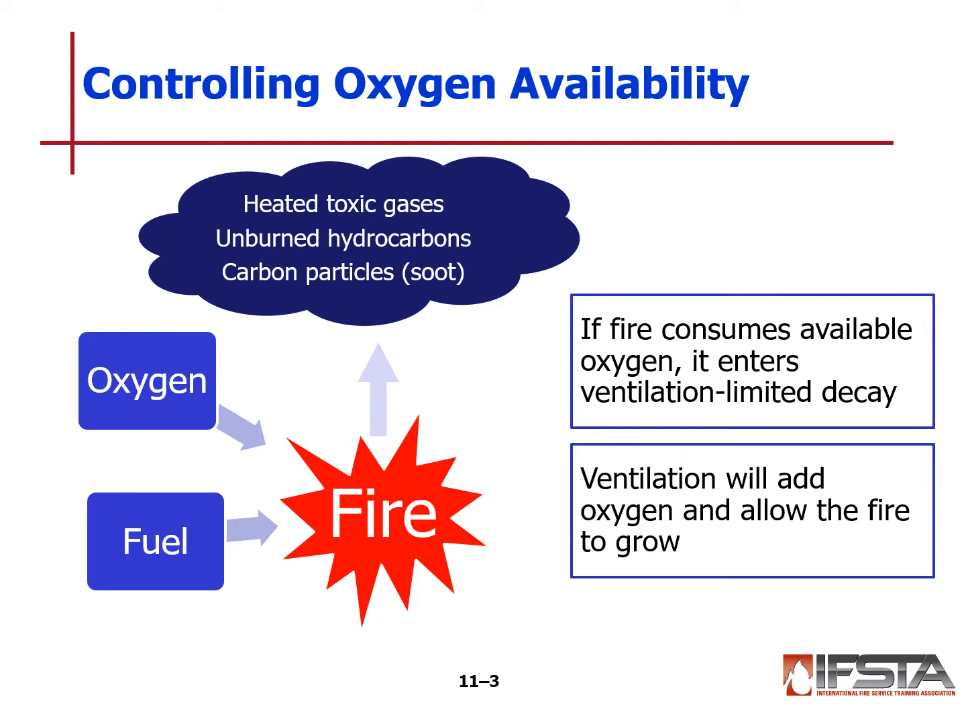Controlling oxygen availability. If a fire consumes available oxygen, it then enters a ventilation limited or a decay state. Any ventilation will add oxygen and then allow the fire to grow. So it's important that we understand you have to have three things: heat, fuel, and oxygen. We're using fuel and oxygen during the process, and it's producing those heated toxic gases and unburned hydrocarbons, or those small carbon particles in smoke.